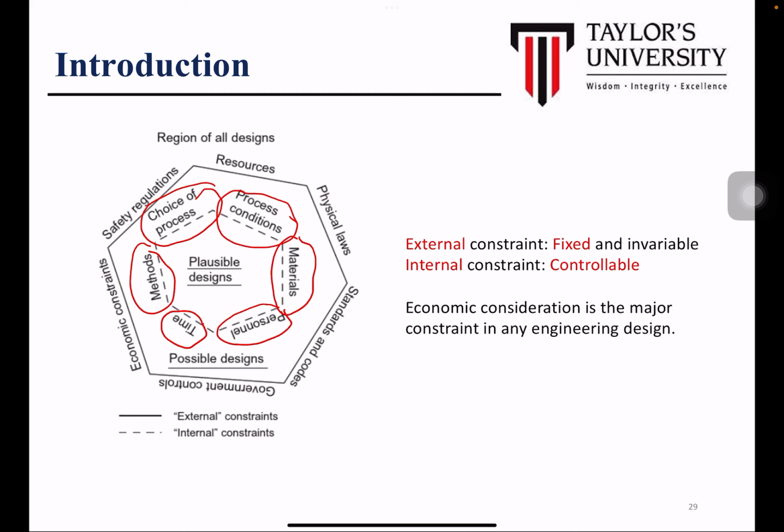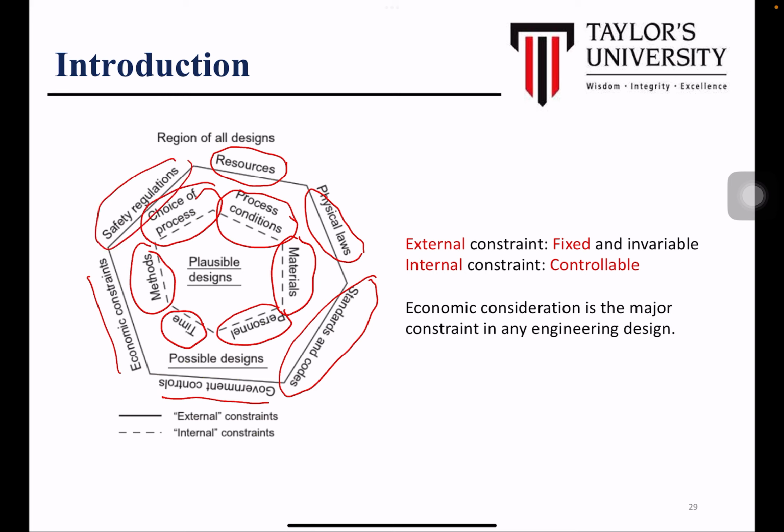What you cannot control is resources. Resource availability you cannot control. Okay, it all depends upon the suppliers, because you have to outsource them. Any physical laws, standards and codes, because you are not the one who is going to set the standards and codes, maybe in terms of safety or environmental, you always need to follow the government-set standards and codes, right? So everything is government controlled. Economic constraints, it's not in your hand because you're not the investor. Okay, safety regulations, definitely you also need to follow those set by the safety regulators.